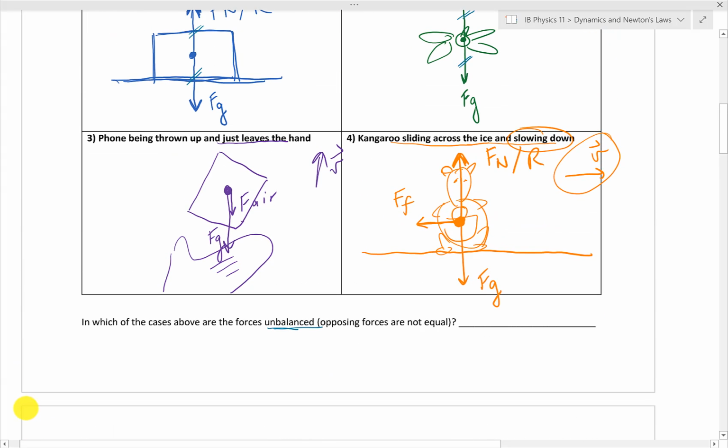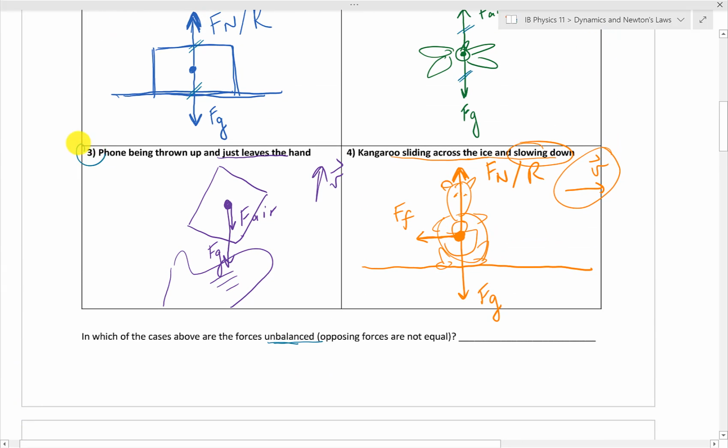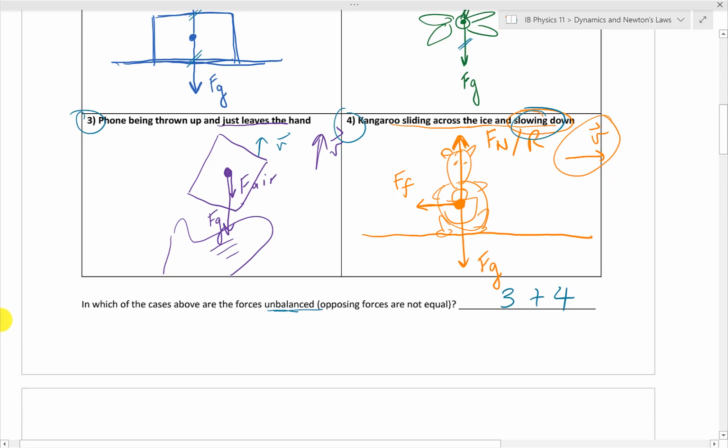But what happens when the forces are unbalanced, such as in 3 and 4? We see that you have all of the forces pointing downwards for the phone, and that makes sense because imagine this phone moving upwards, it's going to decelerate as it moves to the top, and will start to fall down. So there's a deceleration happening here with the phone. As for the kangaroo sliding across the ice, he or she will also be slowing down, decelerating.